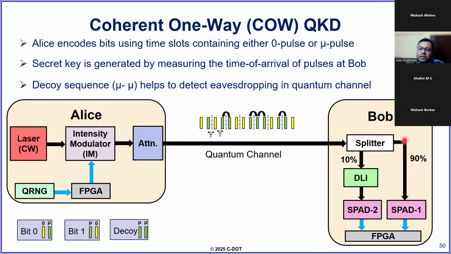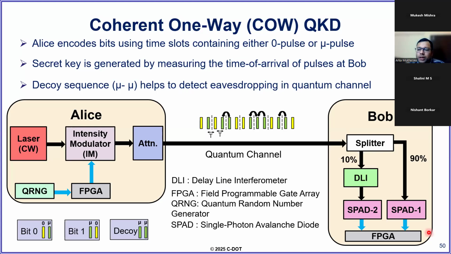So the 90% photons will go to this detector, that will contribute to generation of the secure keys, and the other photons will come here, where we have a delay line interferometer. In the interferometer we will check the phase relation between two consecutive pulses, that will give some clicks in this detector. So this will enable us to check the eavesdropping in the channel, because if someone tries to eavesdrop on your channel, then the phase relation between these two consecutive optical pulses will be disturbed.